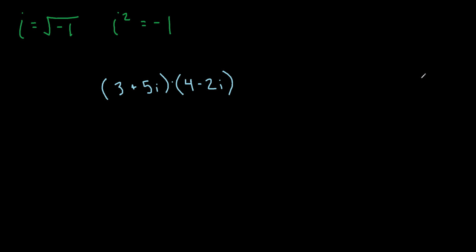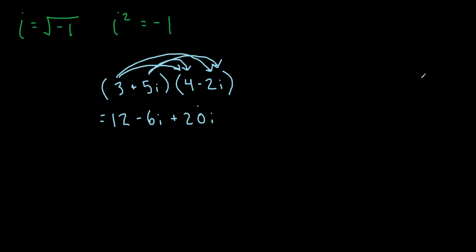All right, let's try another one. Let's say we have 3 plus 5i times 4 minus 2i. So to multiply these two expressions, we can FOIL. So we can say, first let's do 3 times 4. So that's 12. Then let's do 3 times -2i. That's -6i. And then we'll do 5i times 4. So that's 20i. So we'll say plus 20i. And then 5i times -2i. So that's -10i squared.